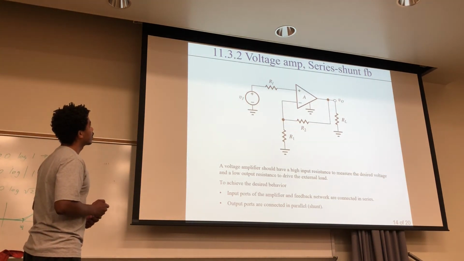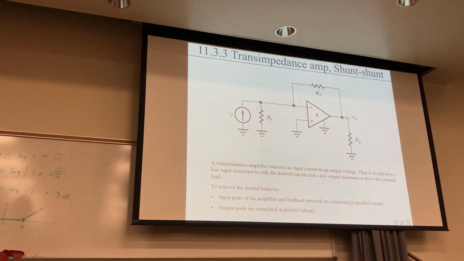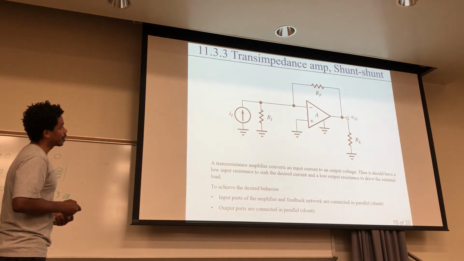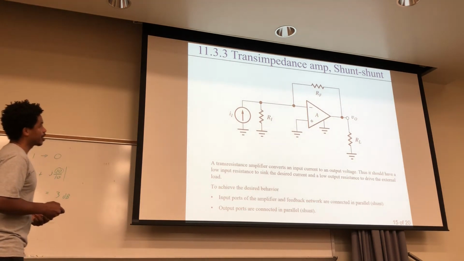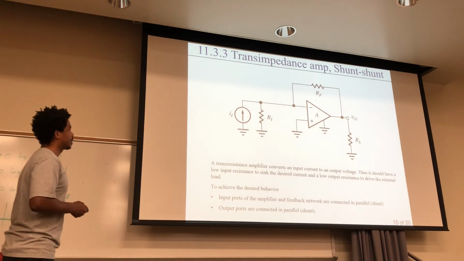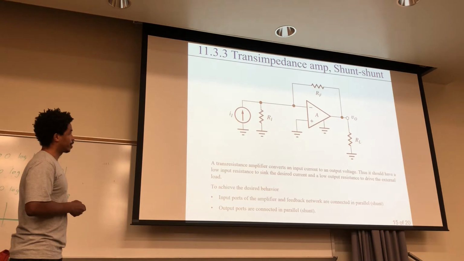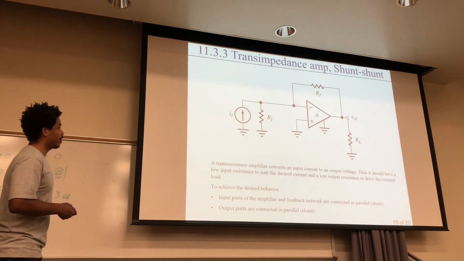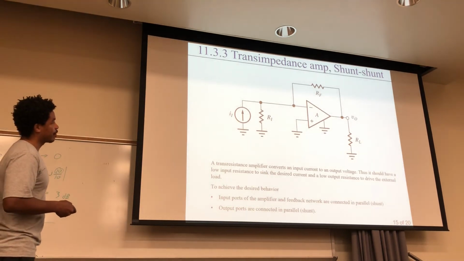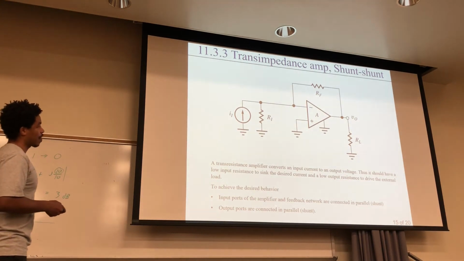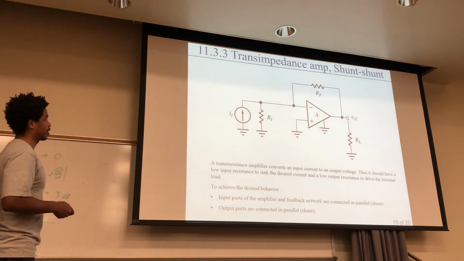For the next type, that's the transimpedance amplifier, and this type is called shunt. A transimpedance amplifier converts an input current to an output voltage. Thus, it should have a low input resistance to sink the desired current and a low output resistance to drive the external load. To achieve the desired behavior, the input ports of the amplifier and feedback network are connected in parallel. That's a shunt. And the output ports are connected in parallel. It's also a shunt. So, shunt.